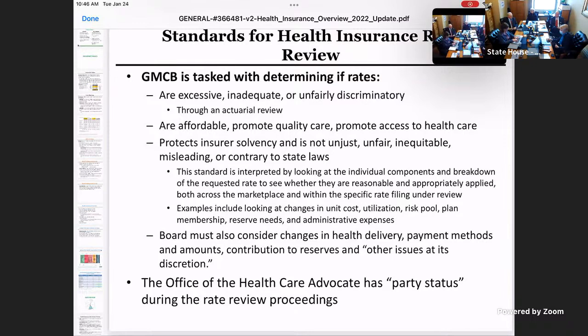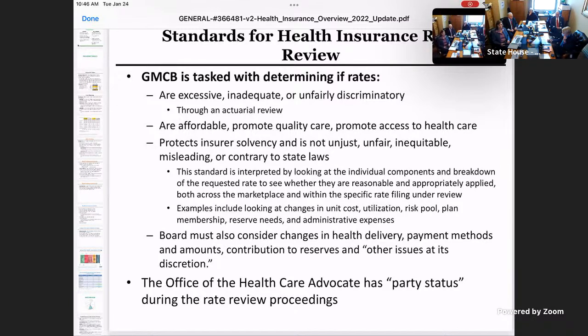So the Green Mountain Care Board is tasked with determining if the rates are excessive, inadequate, or unfairly discriminatory. Some of this is straight from statute, and that's part of their actuarial review. They also have to determine if the rates are affordable, promote quality care, and promote access to health care. Again, that's in statute, I believe. They have to make sure it protects insurance solvency and is not unjust, unfair, inequitable, misleading, or contrary to state laws. They must also consider other changes to health delivery, payment methods, amounts, contributions to reserves, and other issues at their discretion.